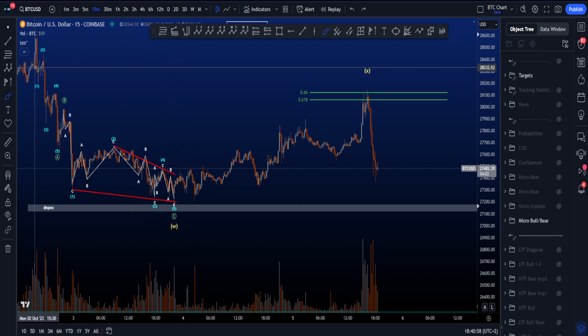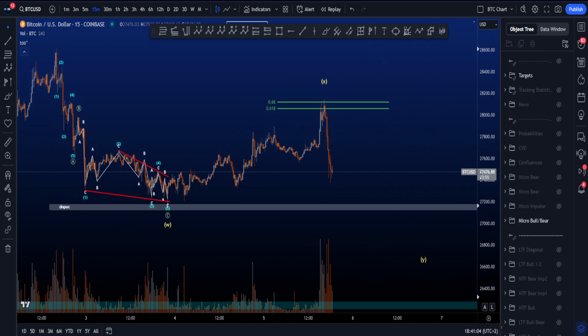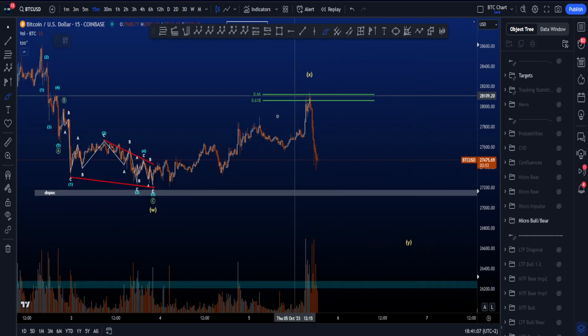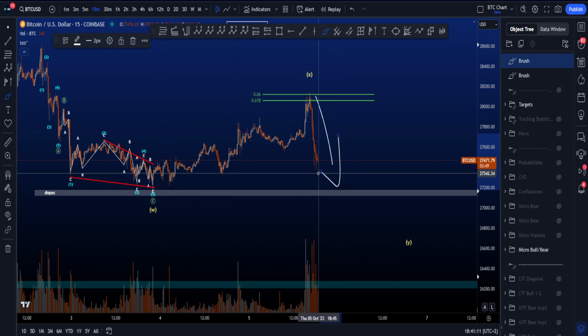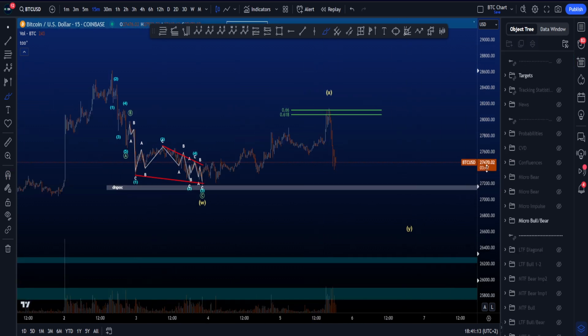After wave W, which by itself is a three-wave structure, we're looking for this wave X over here, which then also has to be a three-wave structure, with a scenario coming up later on how I've counted this as a three-wave move, for then eventually continuation to the downside in a wave Y.